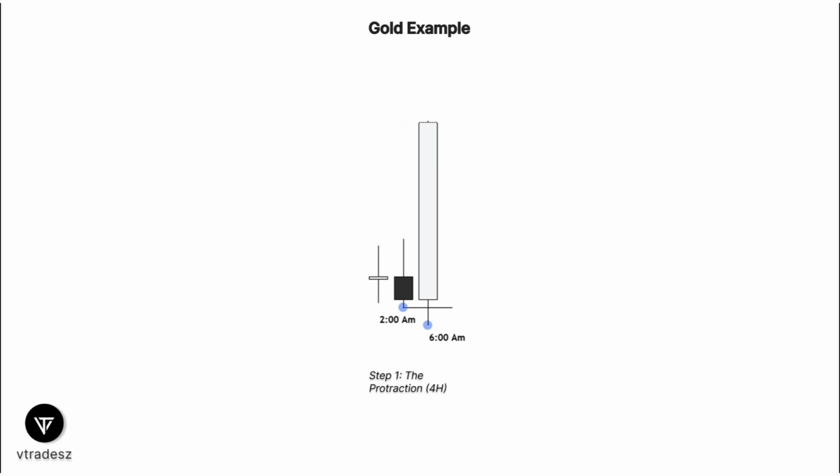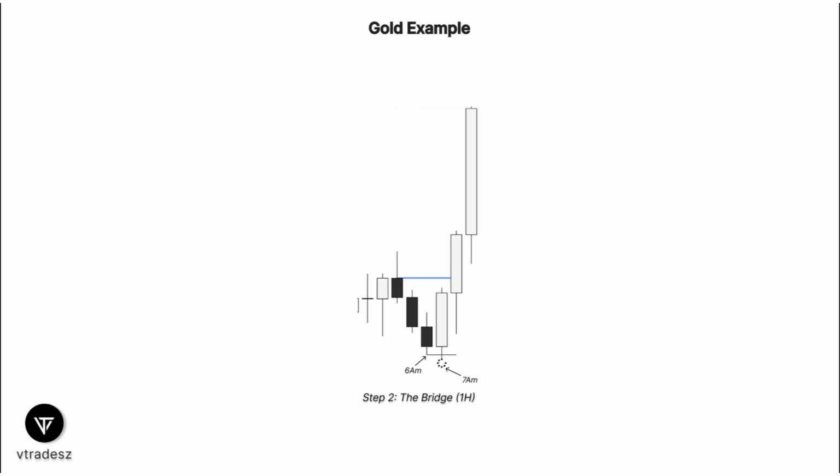We want to catch the body of this candle moving up. Step 1. The protraction. From 6 a.m. to about 7 a.m., gold drops. On the 4-hour chart, this looks like a red wick forming. Most traders get scared here and sell. You do not. You know this is the protraction phase. The fractal is building the bottom wick. Step 2. The bridge. You switch to your 1-hour bridge. You are watching for a swing point.